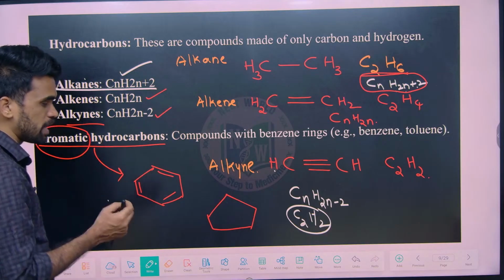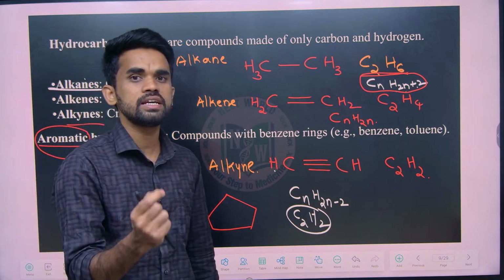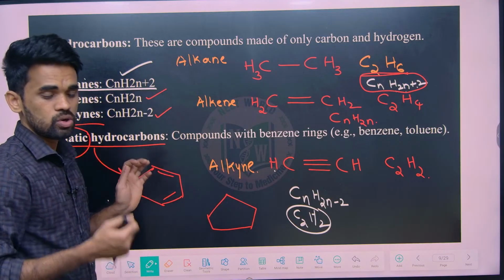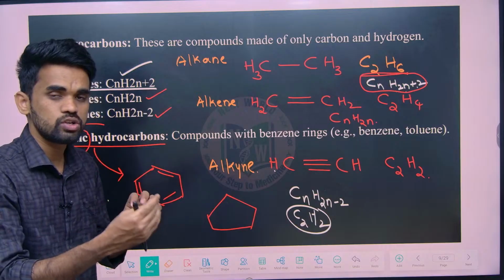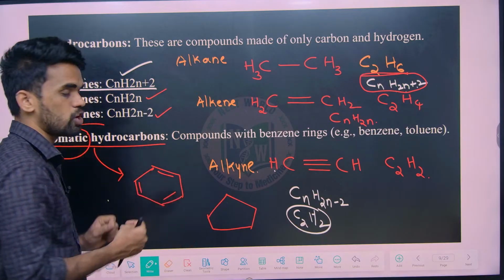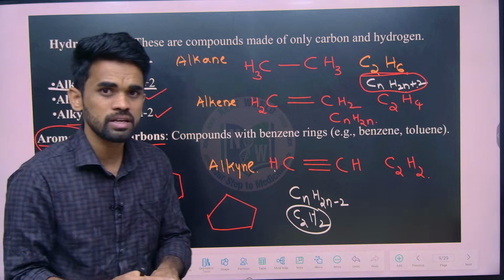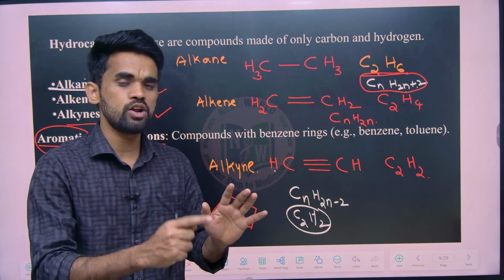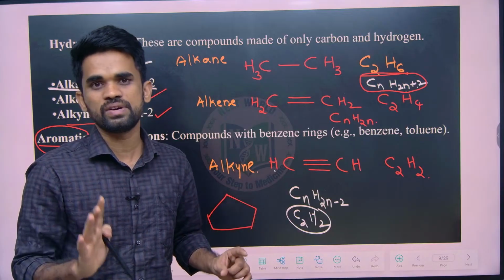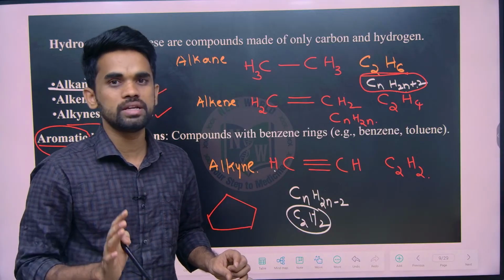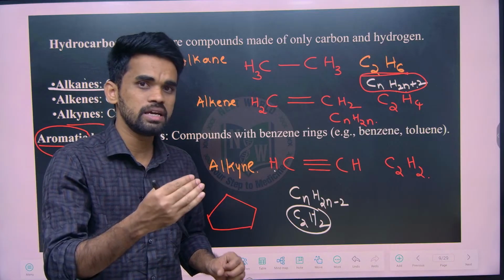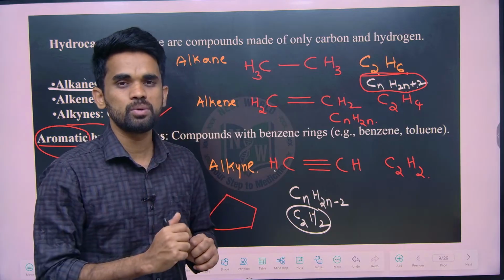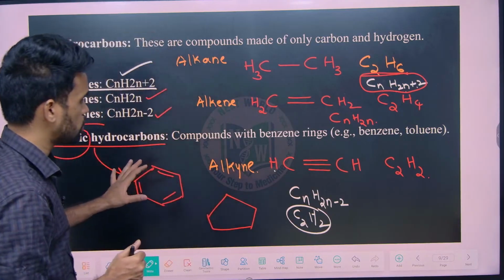If at least one pi bond is there in the given compound, you can say it is unsaturated. So the compound should be cyclic and unsaturated. There are other conditions to be satisfied to become an aromatic compound, but for identification purposes, you need to know that aromatic compounds are always cyclic. This is the first thing, and there should be at least one pi bond in the given structure. The remaining rules we will discuss separately when I explain aromaticity, but as of now, remember it like this.